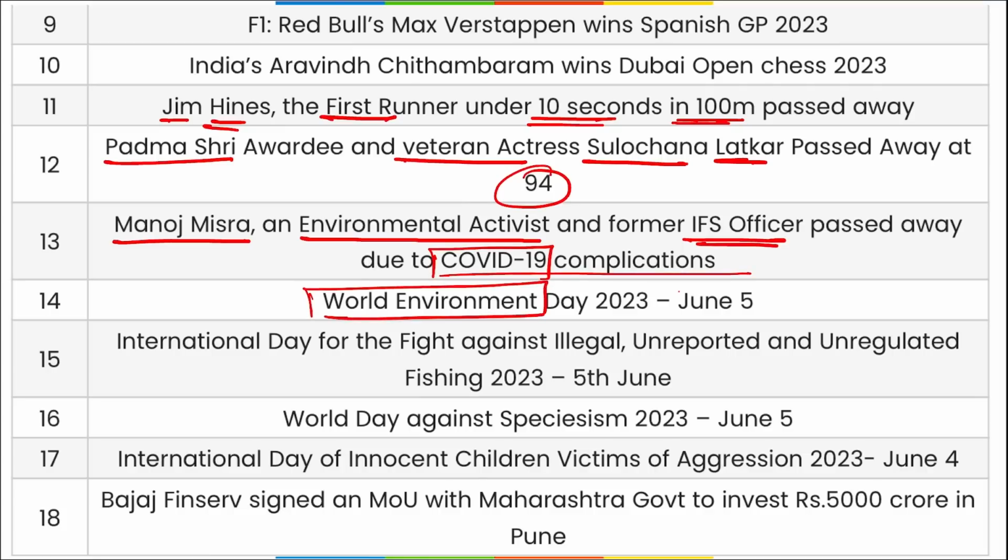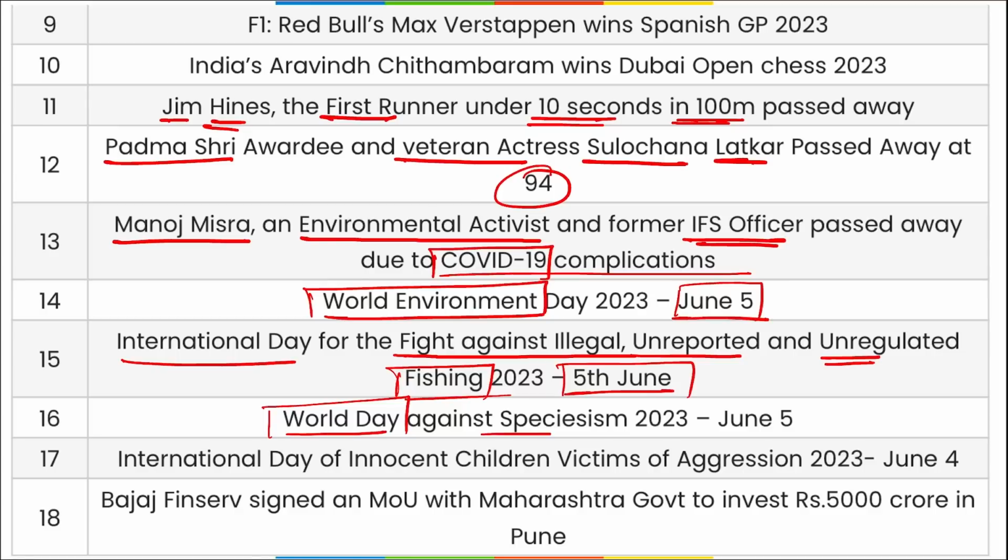World Environment Day is observed on 5th of June. International Day for the Fight against Illegal, Unreported and Unregulated Fishing is observed on 5th of June. World Day Against Pessimism is observed on 5th of June. International Day of Innocent Children Victims of Aggression is on 4th of June.